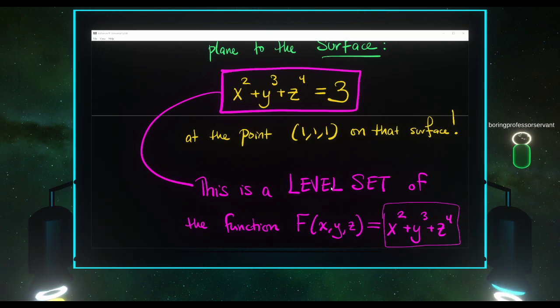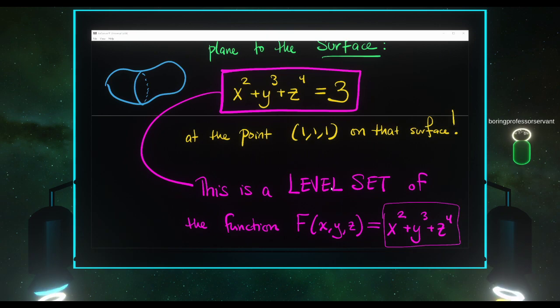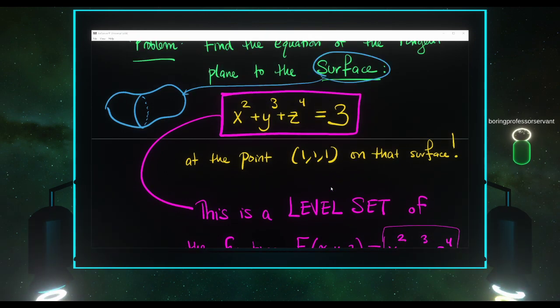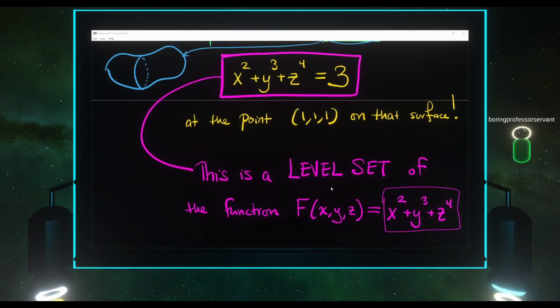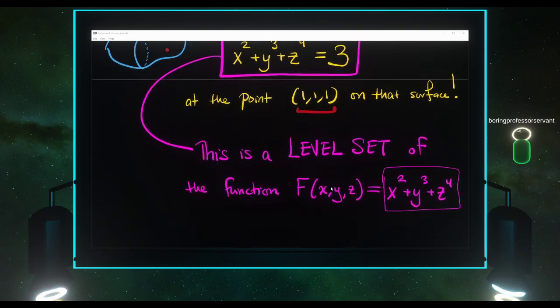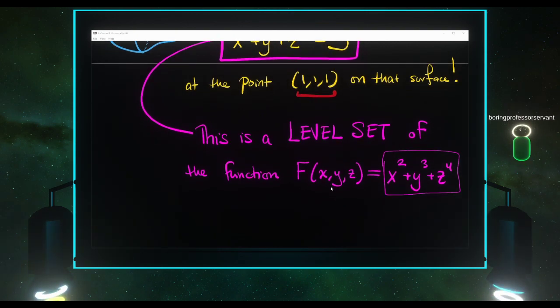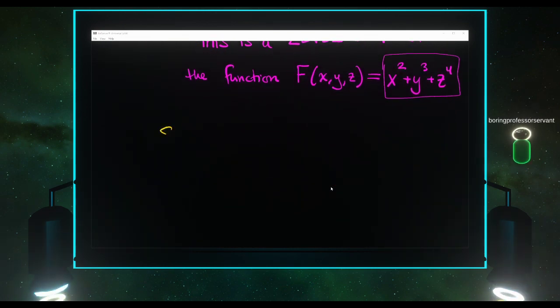I'll draw that blob. Yeah, it's this surface. And we're given a point on that surface. And it's asking us to find the tangent space of that surface at that point. What I want to say is that the gradient vector is still the normal vector of this tangent plane. Step one, always.